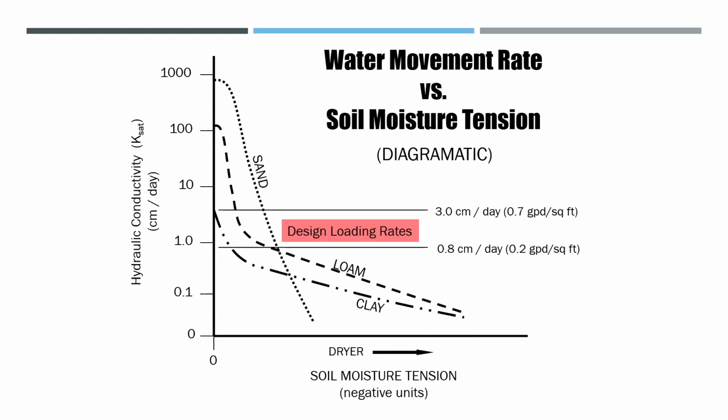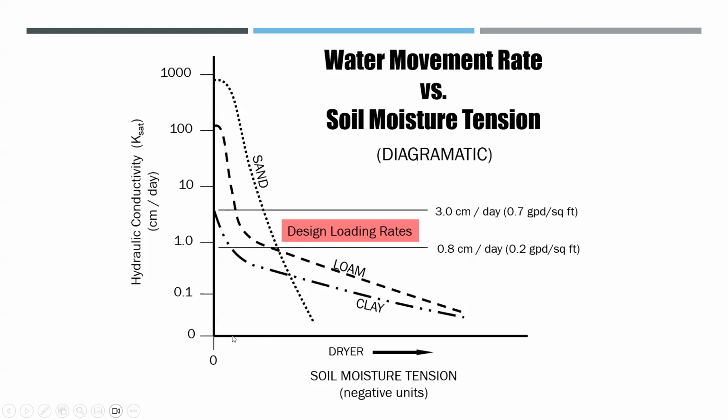So what does all this mean here? Well, for you, when we look at the hydraulic conductivity, our design loading rates are in this ballpark between the hydraulic conductivity of how fast sand can move and how fast clay can move, and also the field moisture content or the permanent wilting point.